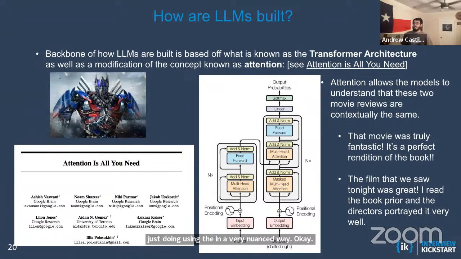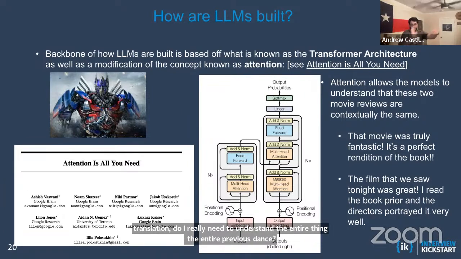Attention itself, in a nutshell, is about how we're trying to teach the model. If I'm trying to translate a sentence, do I really need to pay attention to the entire phrase? For example, let's say I want to translate "the dog went to the park and ran with the other dog" to German. When I'm trying to predict the next word in the translation, do I really need to understand the entire previous sentence, or do I only need to understand bits and pieces of it?